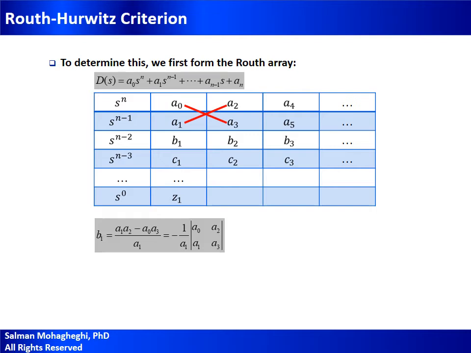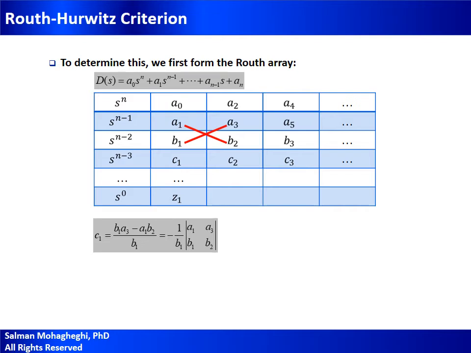Consider the third row, for example. B1 is calculated as (A1·A2 minus A0·A3) divided by A1. The next entry, B2, is calculated as (A1·A4 minus A0·A5), again divided by A1. And if you wanted to calculate B3, for example, you would continue the same pattern.